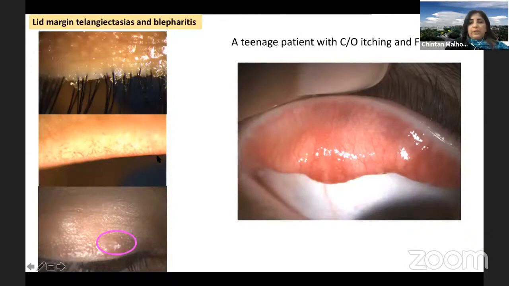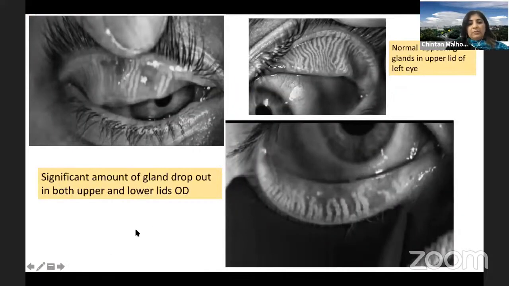Another example is a teenage patient complaining of foreign body sensation and itching, who had a lower lid chalazion, which never used to go away, along with blepharitis. And we can see on the images how beautifully it's showing that there are areas of gland dropout where the small chalazia were there.